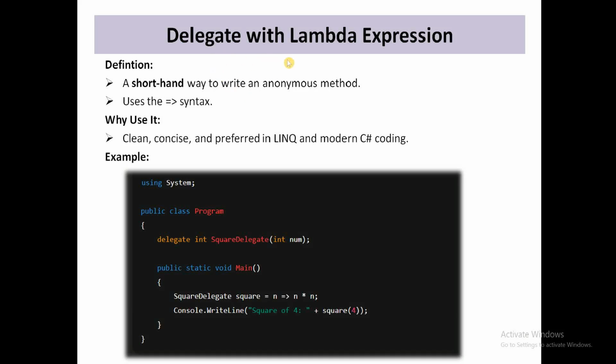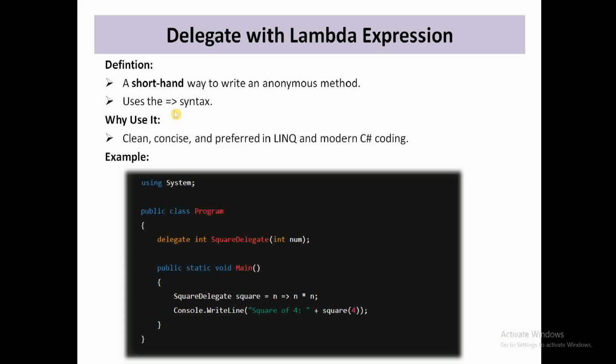Next we have delegate with lambda expression, a shorthand way to write an anonymous method. If we want to use an anonymous method without any delegate name, without any method name, and we do not want to create any specific method, we can directly put our logic into that anonymous method, so we can use it with a delegate. So it is a shorthand operation with lambda expression.